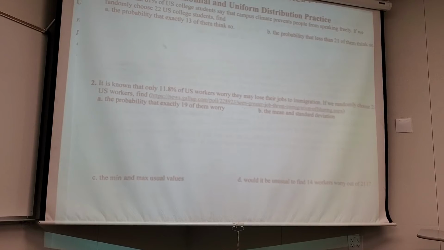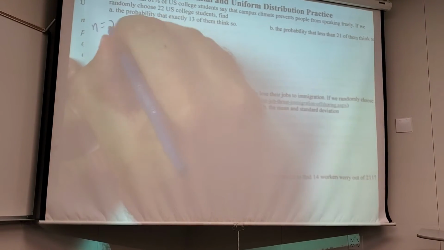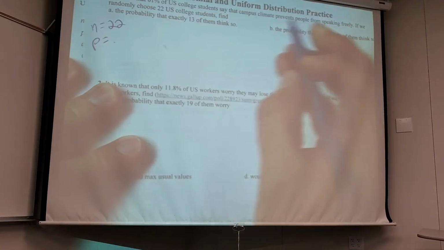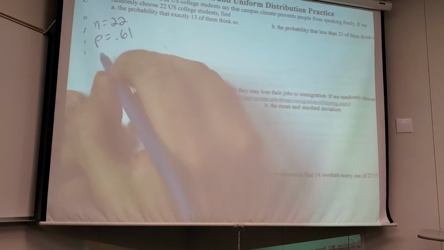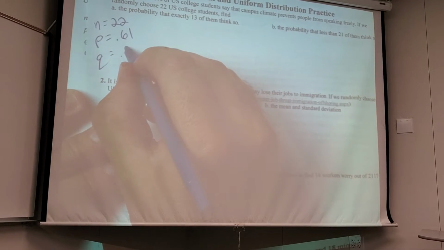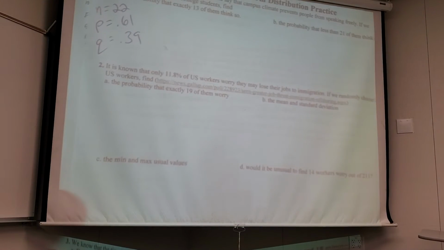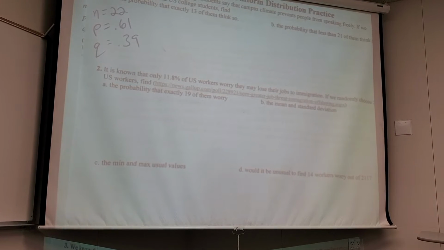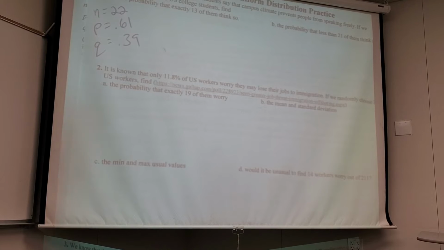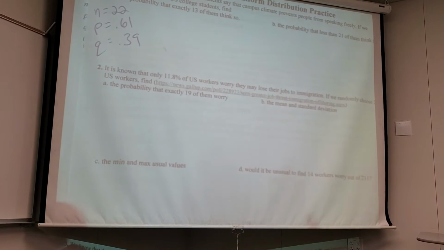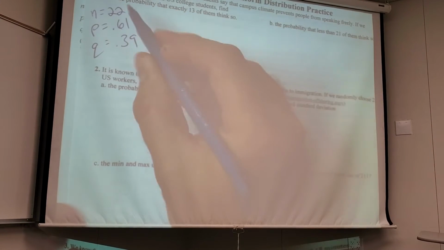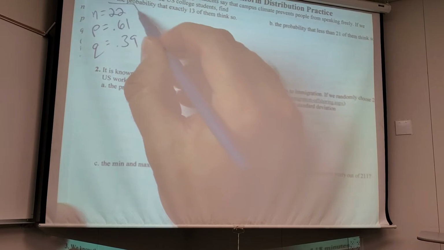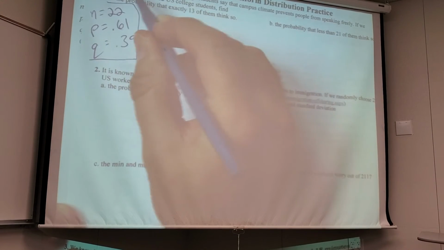So what can I summarize here? I know N is 22. P is 0.61. Q is 0.39. Is everybody cool so far? Because P and Q, of course, have to make 1. And in problem A, so this is true for A and B, this is true for this whole problem.